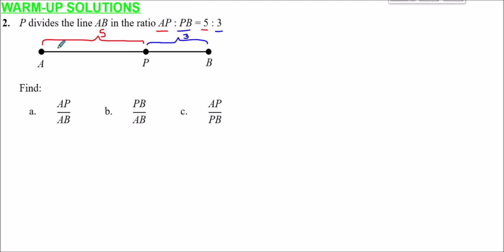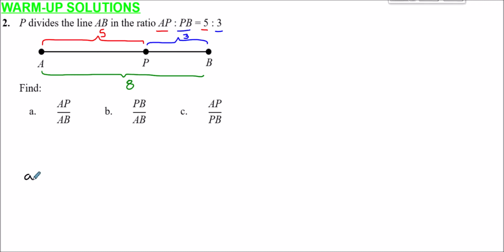And so if we think about this as a total line from A to B, if we go all the way from A to B, like so, that's going to be 5 units plus 3 units, which is going to be 8 units in total. So now we have all the information in order to solve this question.